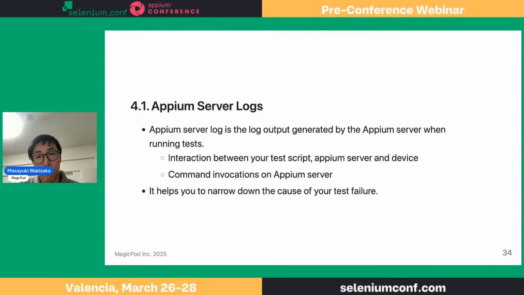The Appium server log is the log output generated by the Appium server during the test execution. It provides detailed information about the interactions between the Appium server, the device under test, and the current test script. And the log is crucial for developing Appium tests and diagnosing issues related to automation. By reviewing the Appium server log, you can identify and narrow down the cause of your test failure.